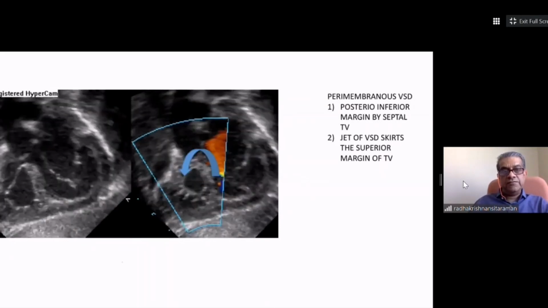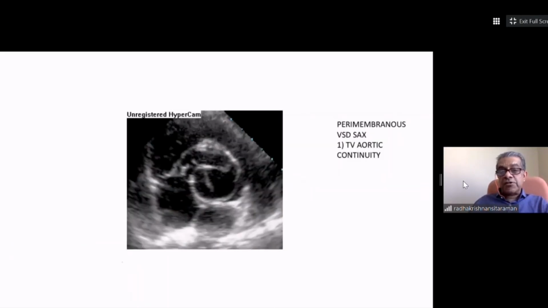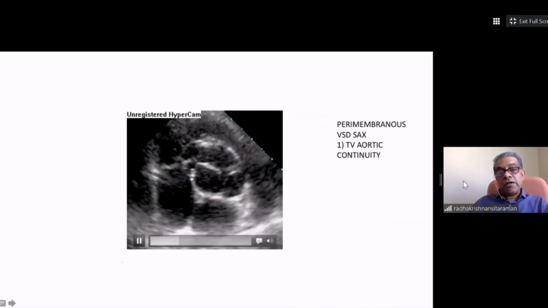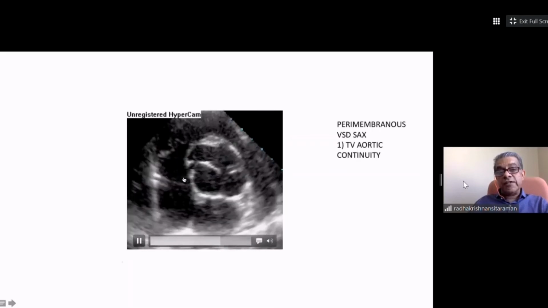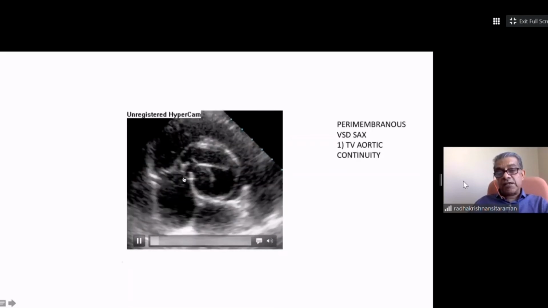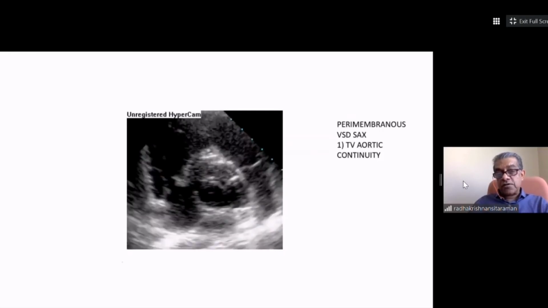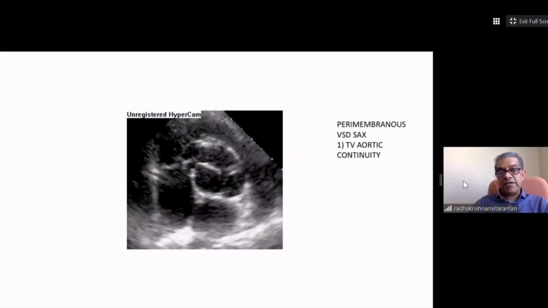This is a parasternal short axis view, which clearly shows the leaflets of the non-coronary sinus in continuity with the tricuspid leaflet, which is actually a very important part of the diagnosis or definition of a perimembranous defect.